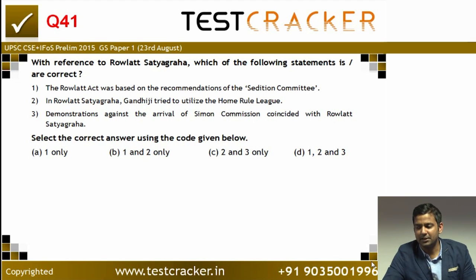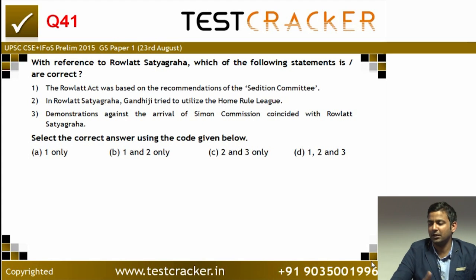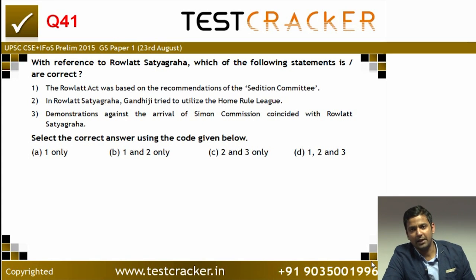Now statement 3 here is silly, you can immediately reject. Even if you had read history in school, you can reject, or even if you have watched movies on Bhagat Singh, you could have rejected this. This is talking about the Simon Commission. It says demonstration against the arrival of the Simon Commission coincided with Rowlatt Satyagraha. Right? Rowlatt Satyagraha led to what? Jallianwala Bagh massacre. Right? And the Simon Commission came when? 1927. Demonstrations 1927-28. So how could it be that the two appear together in one statement?